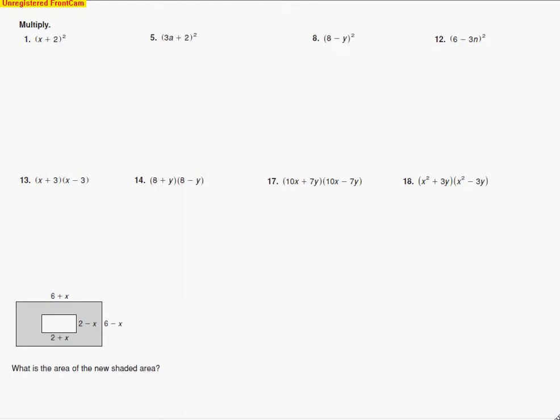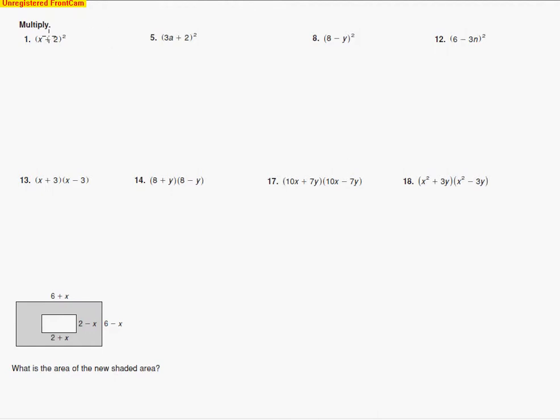Today we will be multiplying binomials again. However, they call this section special products because something specific happens with all of these as we go ahead and multiply them. So let's see what that rule is. Let's take a look at the first one here.